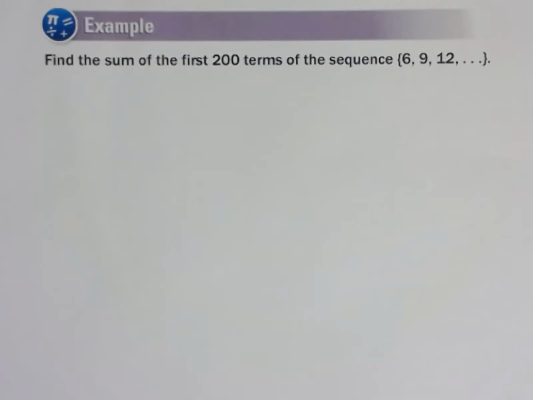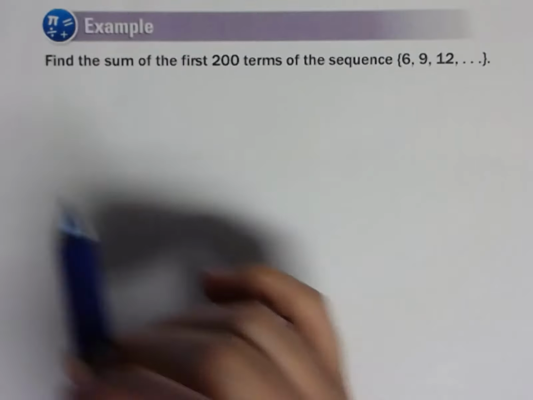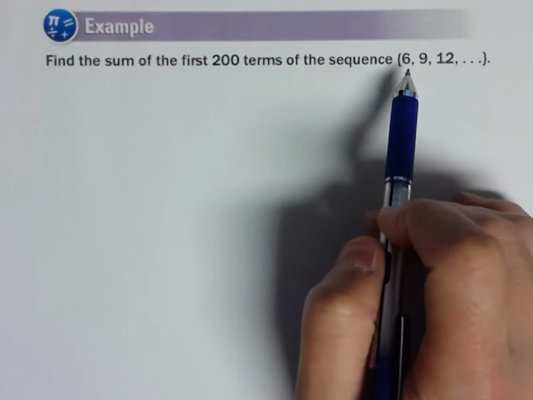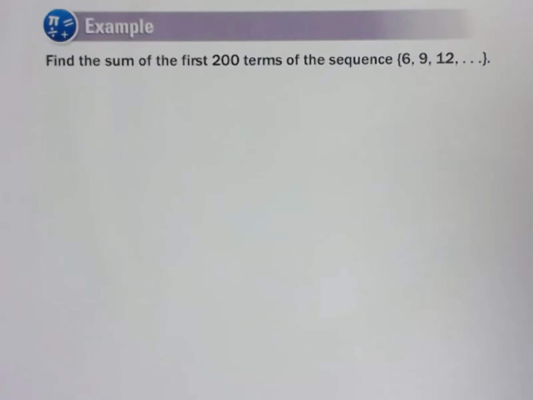All right, we are talking about arithmetic series today. A series is just the sum of a sequence. You add up the terms in a sequence. So find the sum of the first 200 terms of this sequence, 6, 9, 12, and so on and so forth.